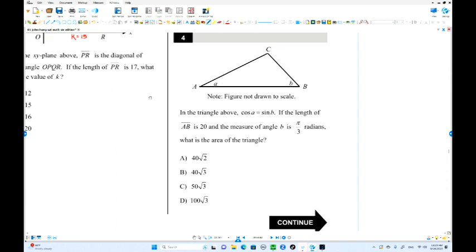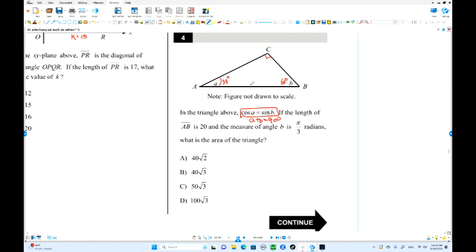Right, here is number 4, cosine A equals sine B. If this is true, angle A plus B is always 90, so angle C is always 90. This is a right triangle, okay? So B is pi over 3. This pi over 3 is 60 degrees, and this is 30 degrees in degree mode, okay? So what is the area of this triangle?